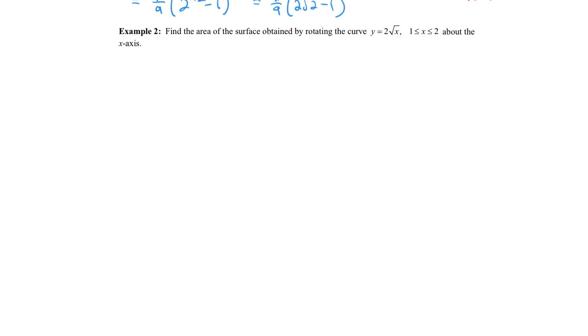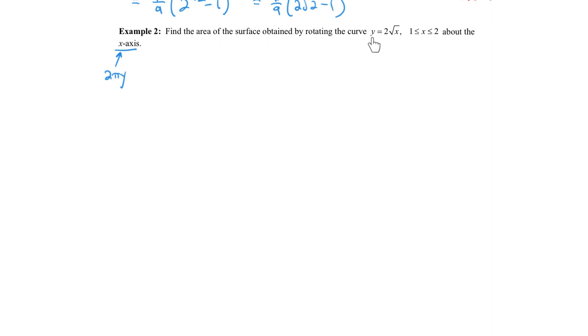Okay, this time we're going to rotate about the x-axis. We've got this curve, y equals 2 times the square root of x, where x is between 1 and 2, and we're rotating about the x-axis. So that means we're going to use a 2 pi y, right? That just comes from the circumference of this circle. Conceptually, the radius will be y when we're going about the x-axis.